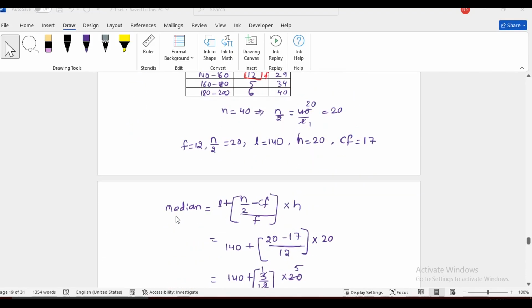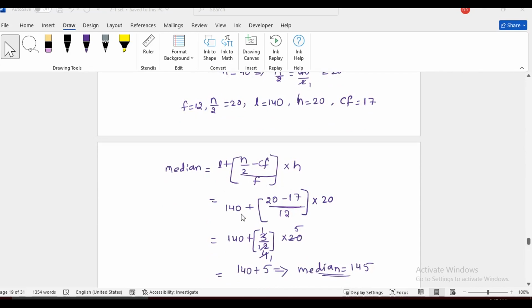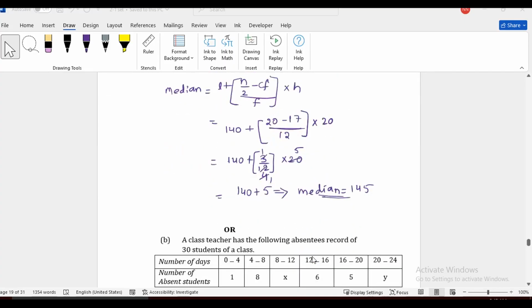Substitute the formula, median is equal to L plus n by 2 minus Cf by F into h. L we know 140 plus n by 2 is 20 minus Cf is 17 by 12 into 20. 140 plus 20 minus 17, 3 by 12 into 20. 3 1 ja, 3 4 ja, 4 1 ja, 4 5 ja. 140 plus 5, median is equal to 145.